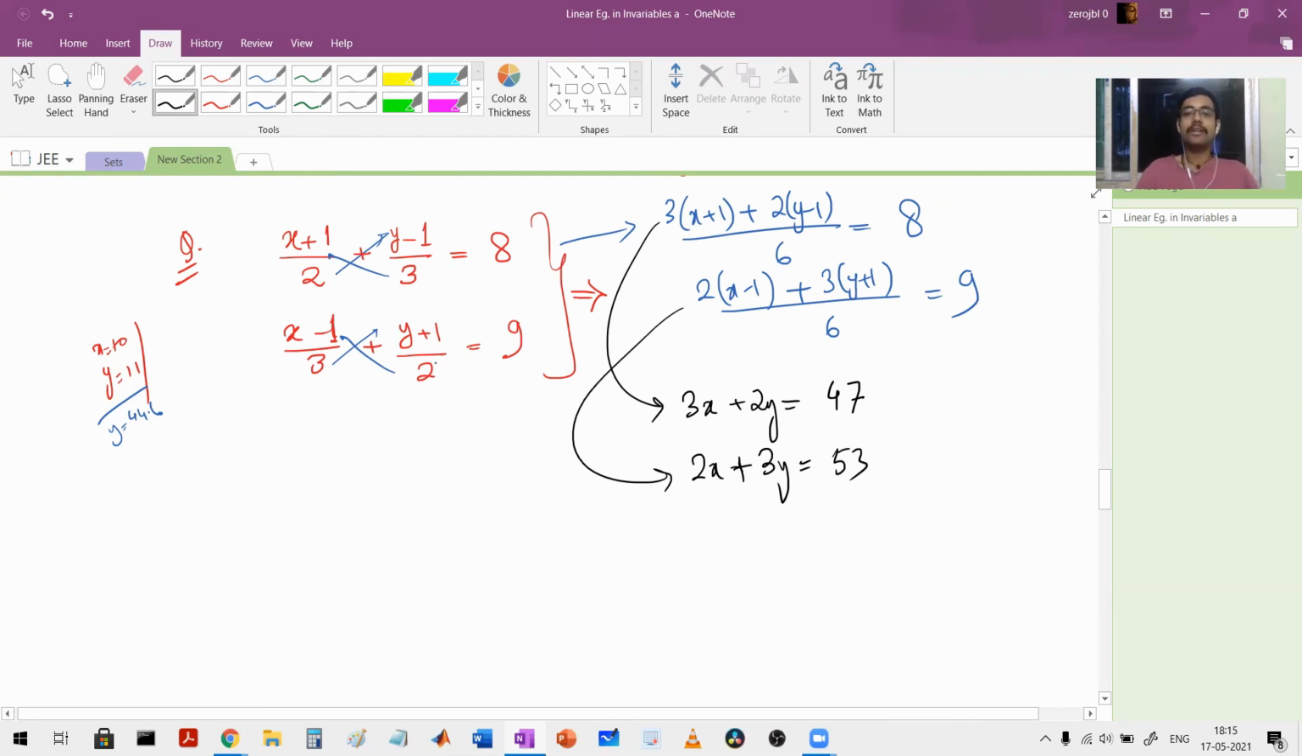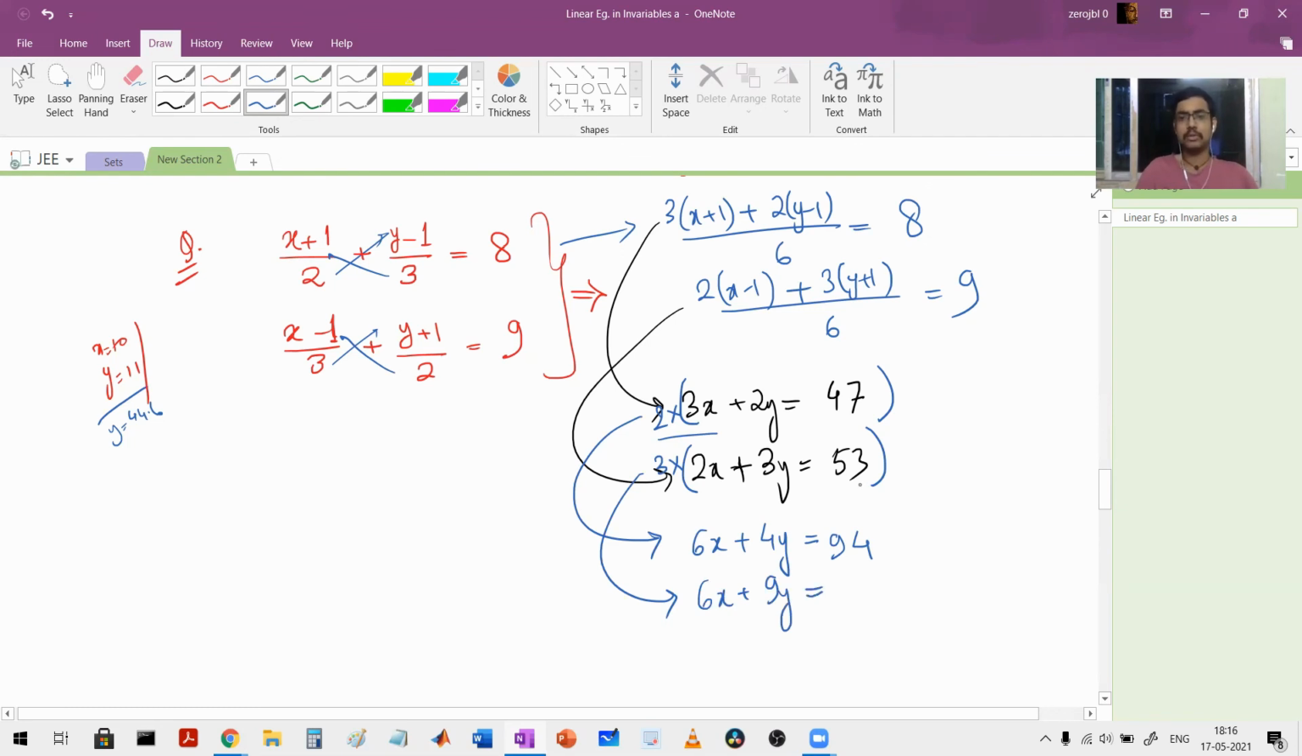So if we try to make it a little bit easier, let us use the elimination method. How do you use the elimination method? Multiply this equation by 2. Anyway, you can use whichever, I'm using this. I want to fix the coefficients of this, and I multiply it by 3. So this one I get 6x plus 4y is equal to 94, and multiplying the other by 3 I get 6x plus 9y is equal to 159.